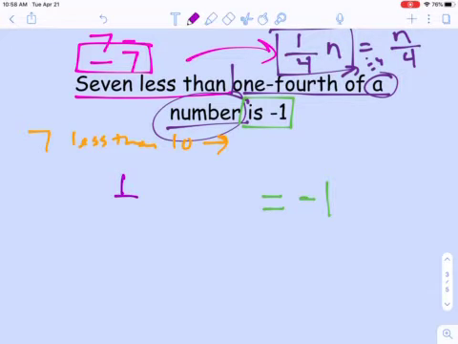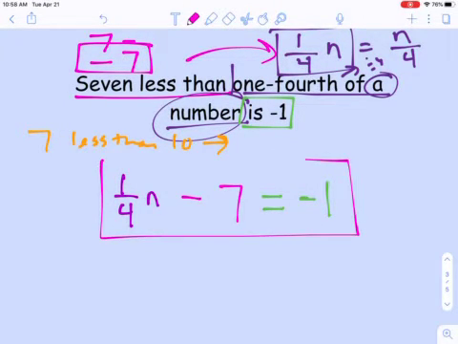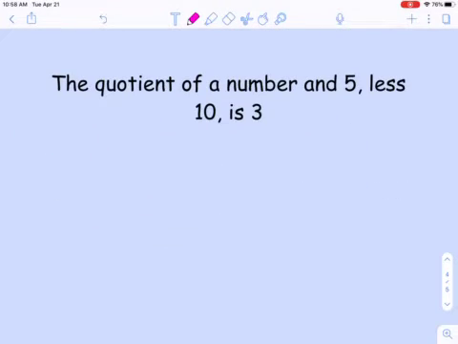So we're going to go 1/4 n, I guess I used the wrong color, purple, but oh well. 1/4 n -7 equals -1. And we are in a good position here to go. All right, let's look at this one.